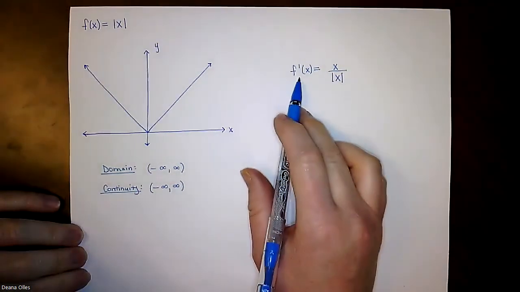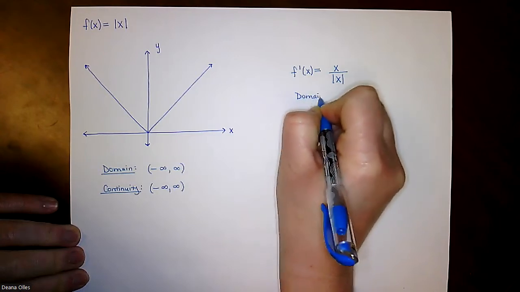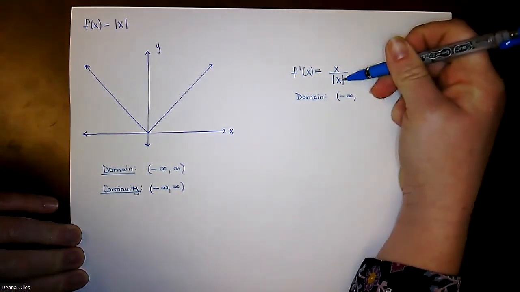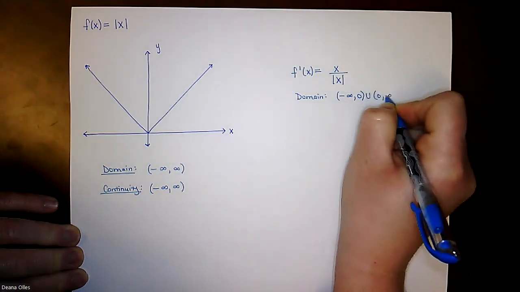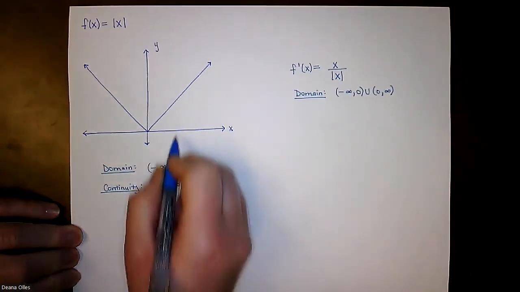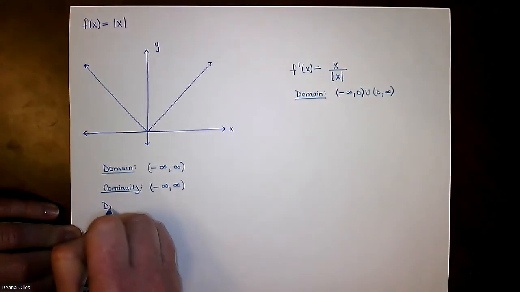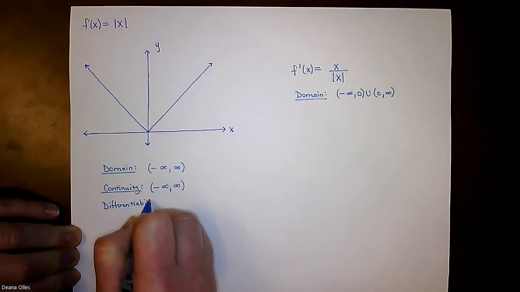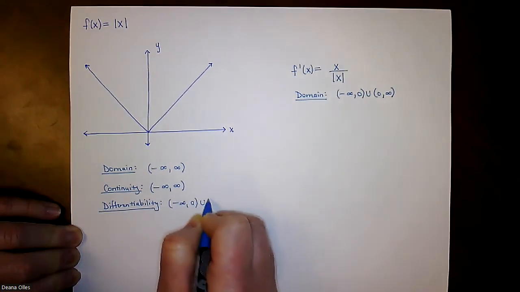So as I look at the derivative here, it's x over the absolute value of x. I know that the domain of this thing is all real numbers except for, I can't divide by 0. So the domain here is all real numbers except for 0. Which means this function is not differentiable at 0. This function is only differentiable for strictly positive numbers and strictly negative numbers, but not 0. And let's talk about why when we look at the graph.